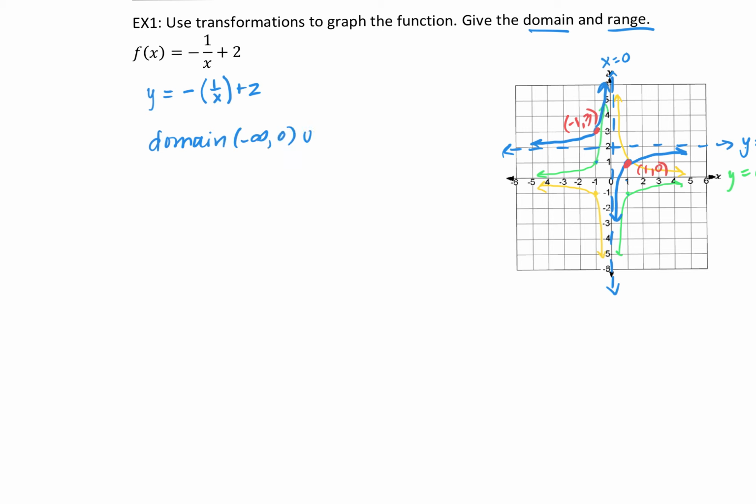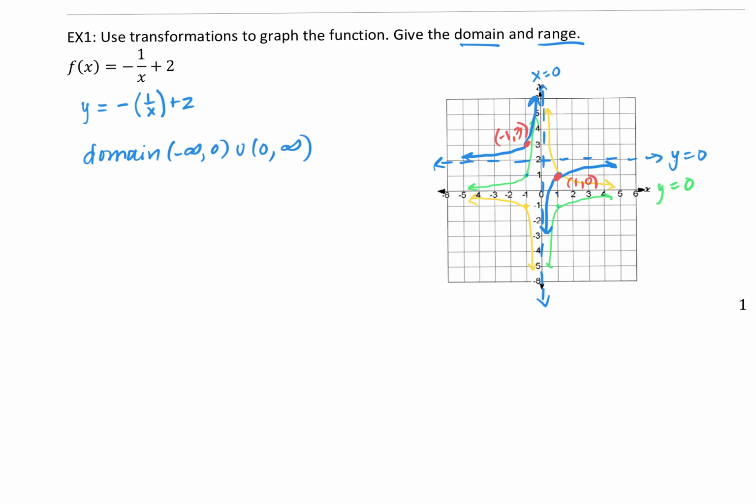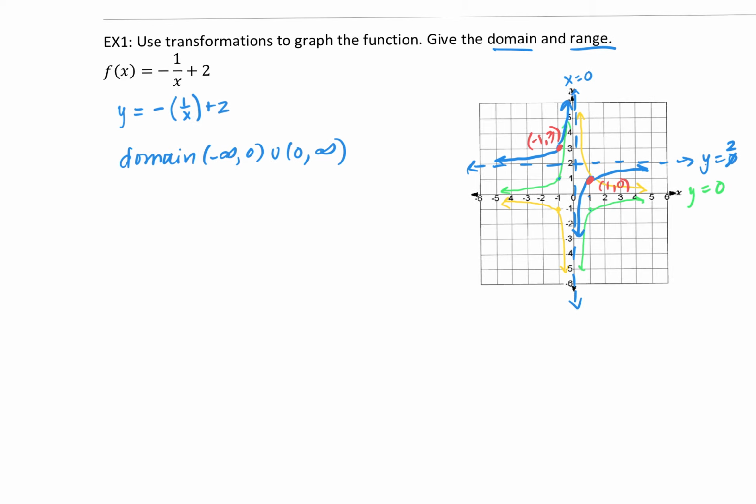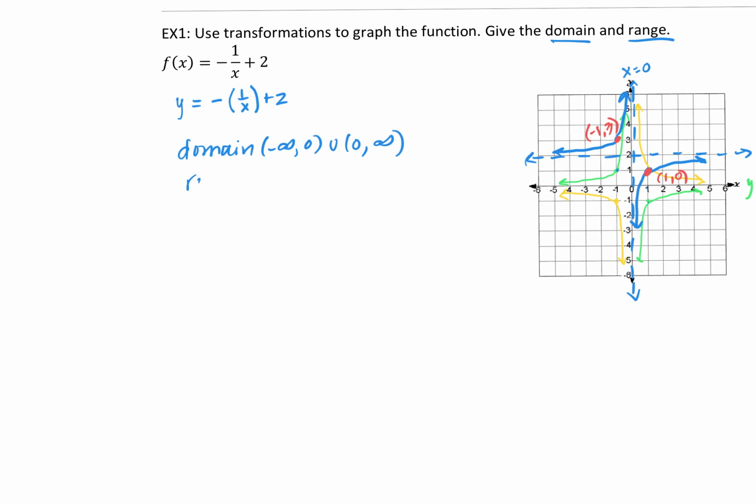And then union 0 to positive infinity. What we did change was we changed our range. We shifted that horizontal asymptote up 2, which means my y values are going to go from negative infinity to positive 2. Oh, look, I put y is equal to 0. Why did I do that? Because it's me. So it's going to shift our y values as well in our range from negative infinity to 2 and then 2 to positive infinity.